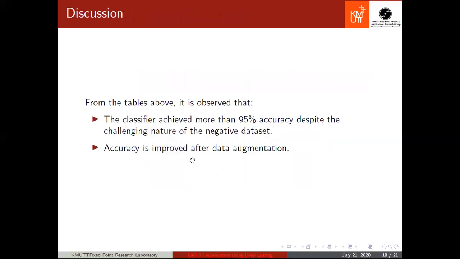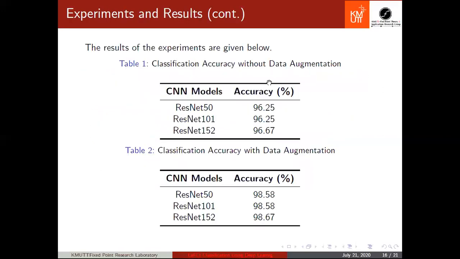From the tables above, it is observed that the classifier achieved more than 95% accuracy despite the challenging nature of the dataset. Despite the challenging nature of the negative dataset, as I explained before, the classifier was still able to achieve more than 95% accuracy. And we can see from these two tables that after data augmentation, the classification accuracy is also improved.